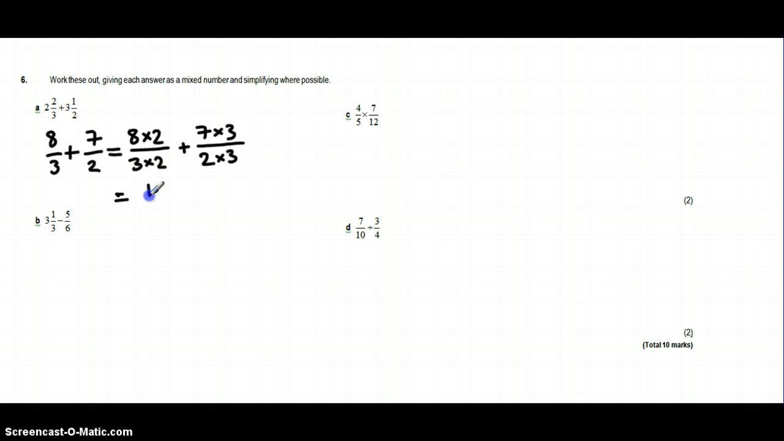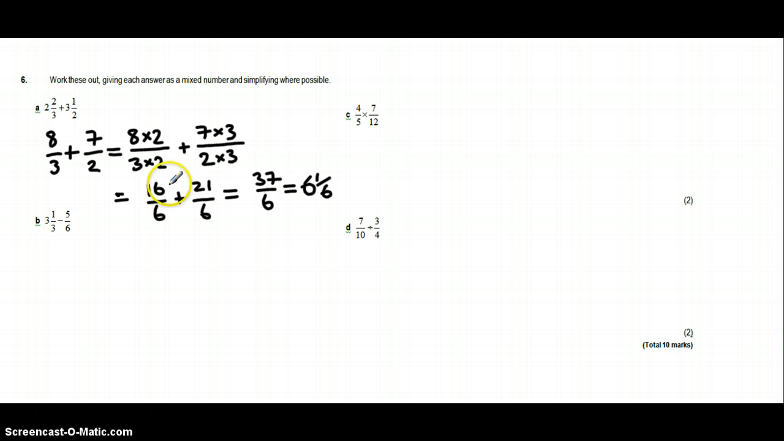This gives us 16/6 plus 21/6, and that gives us a grand total of 37/6 altogether. That can be turned back into a mixed number by finding out how many 6's go into 37. It goes in 6 times, and then there'll be 1/6 left over, and that's that one done.